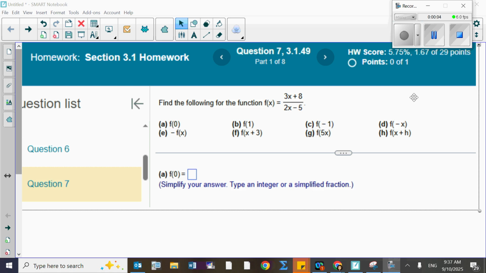Hi everyone, today we're going to work on 3.1 homework, which is about functions. I'm going to work on some of the questions for you.